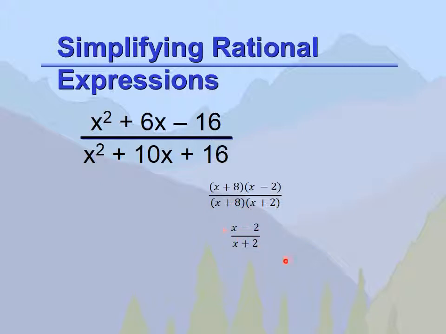Notice that nothing here cancels out, because x minus 2 is a factor, x plus 2 is a factor, and those factors are not the same, so they cannot cancel.